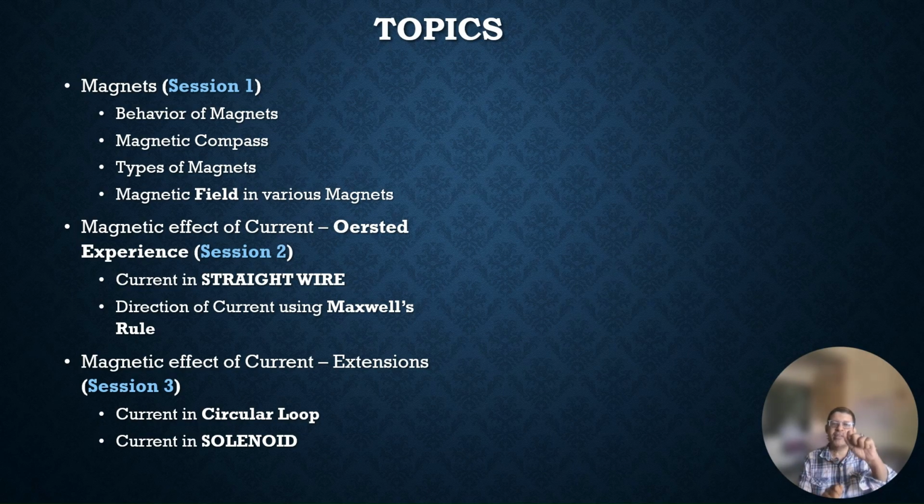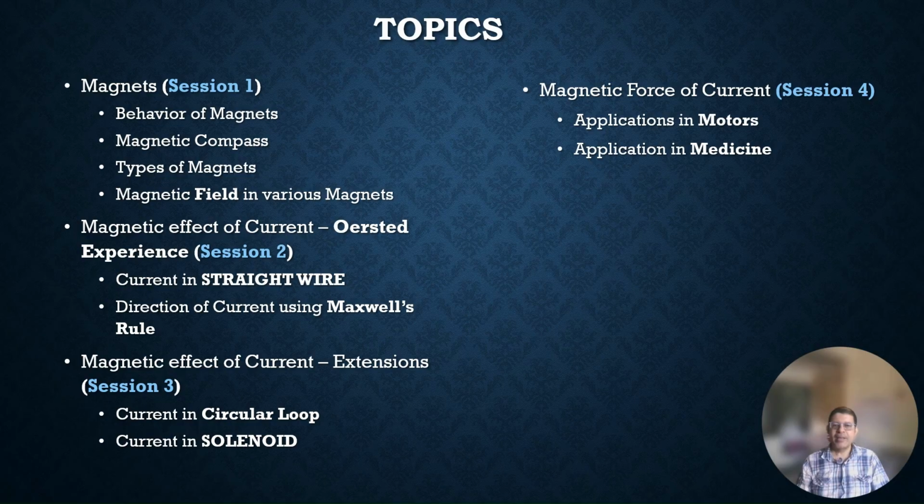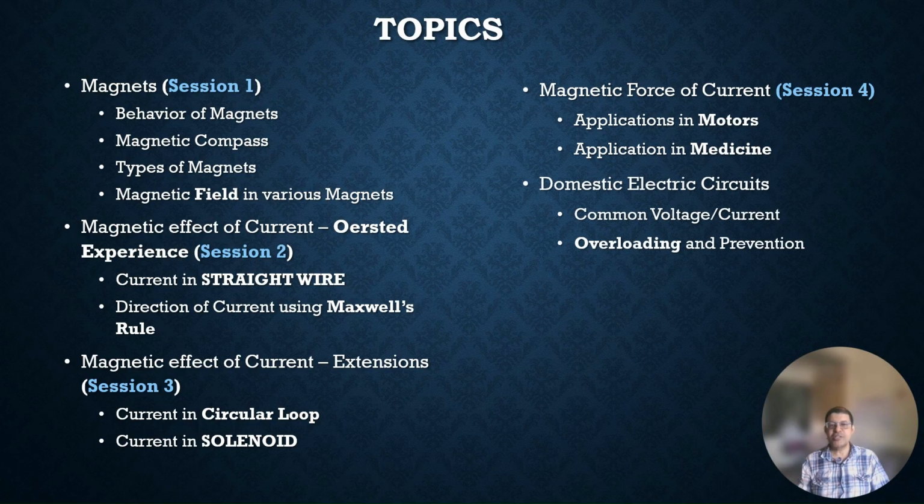And then in the third session we will study the extensions of this wire. Instead of a straight wire, it is made into a circular loop, and then a further extension, that circular loop itself can be multiple circular loops, that is a solenoid. So we'll see the magnetic effect of current in those extensions, that is the circular loop and the solenoid.